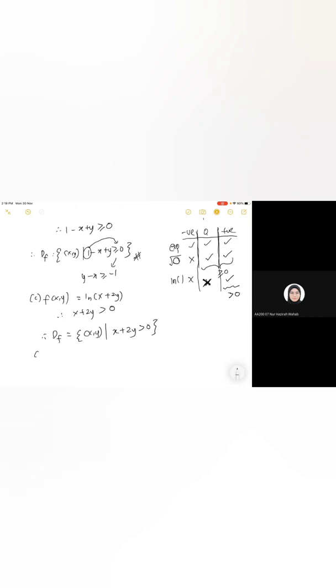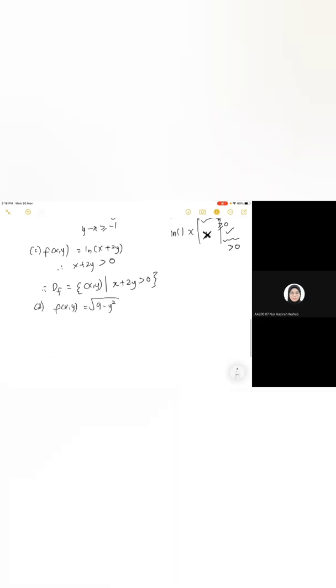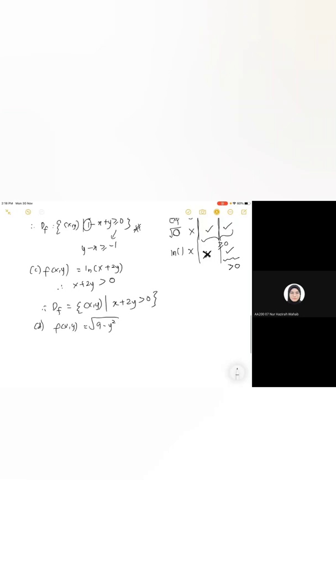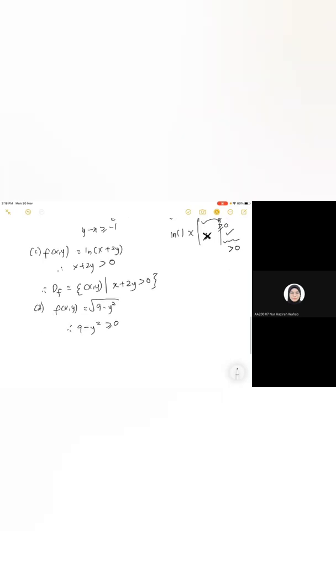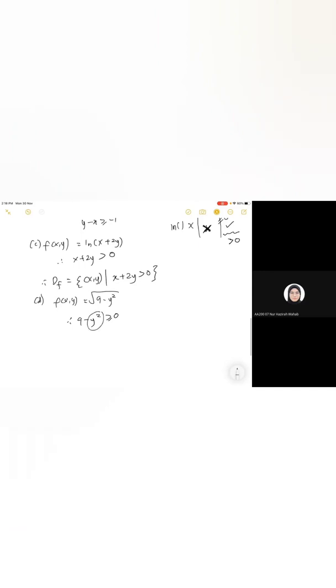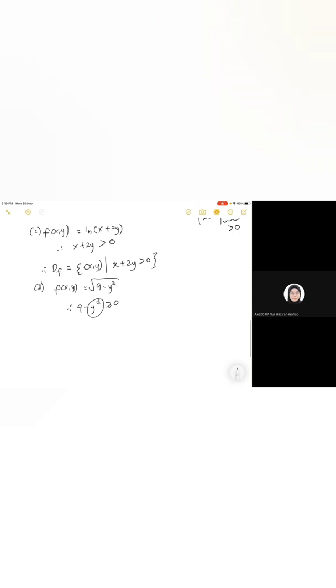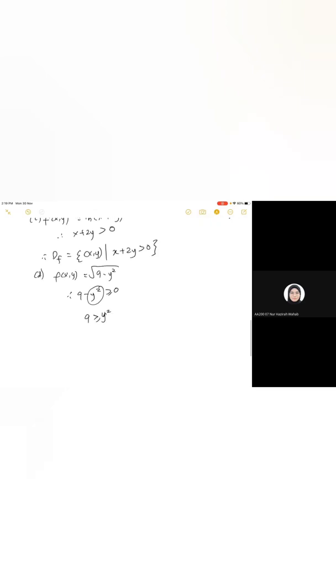Okay, D. Lastly, again the square root. Square root must be greater than or equals to 0 kan. So 9 tolak y kuasa 2 mestilah lebih besar sama dengan kosong. Okay, tapi sekarang dia y kuasa 2. Kita nak y sahaja kan, in terms of x and y to the power of 1. So kalau saya bawa sana, saya mestilah ada 9 lebih besar atau sama dengan y kuasa 2, atau y kuasa 2 lebih kecil atau sama dengan 9.